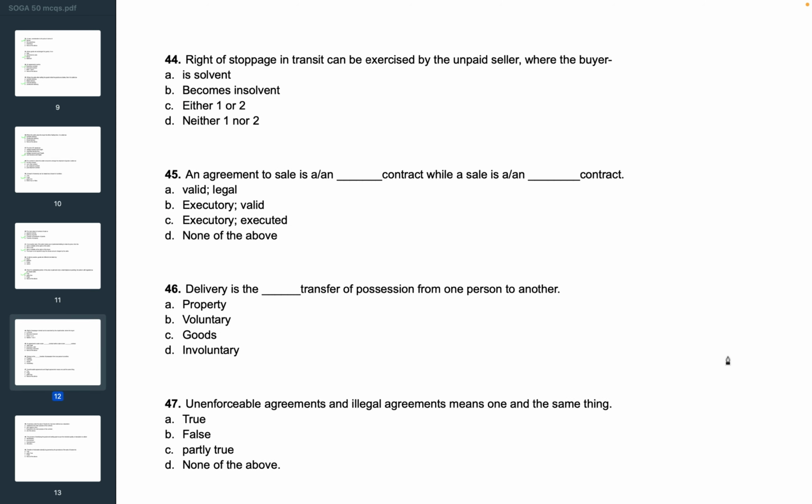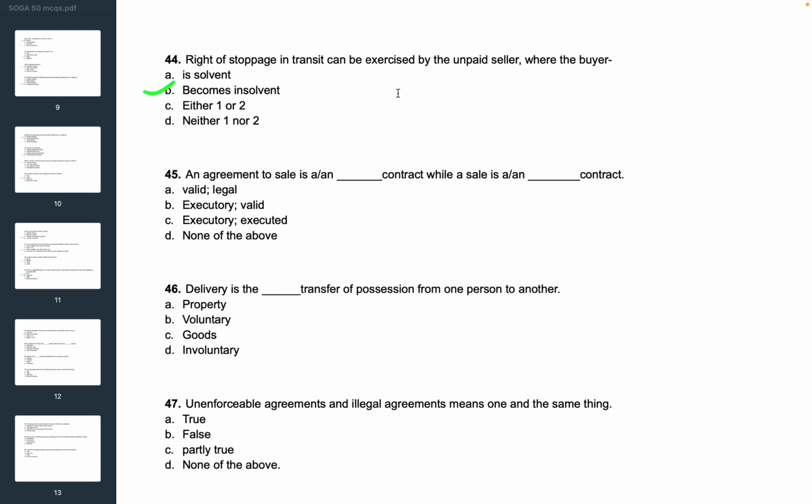Next question. Right of stoppage in transit can be exercised by the unpaid seller where the buyer A. is solvent, B. becomes insolvent, C. either 1 or 2, D. neither 1 nor 2. The correct answer is B. becomes insolvent.